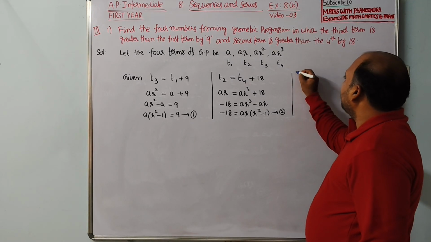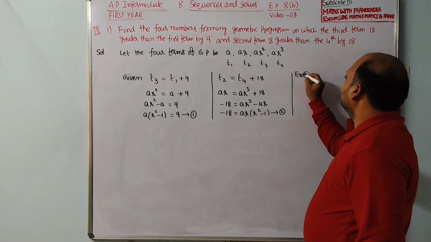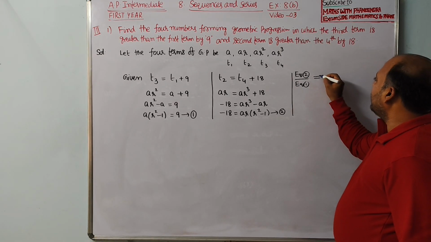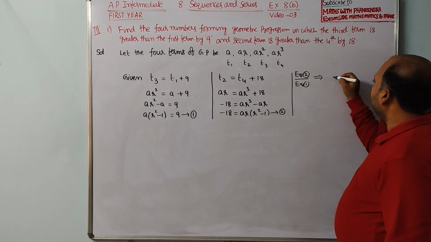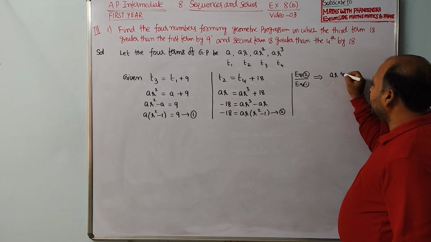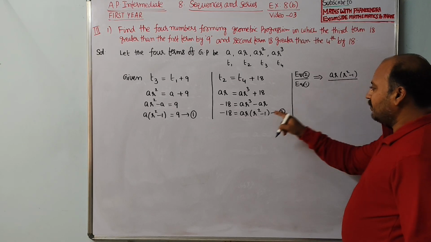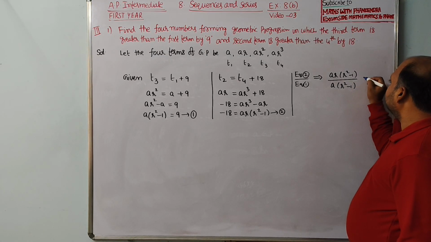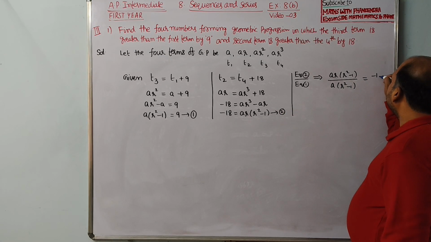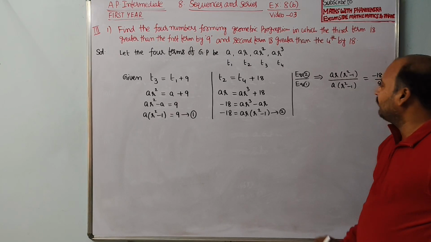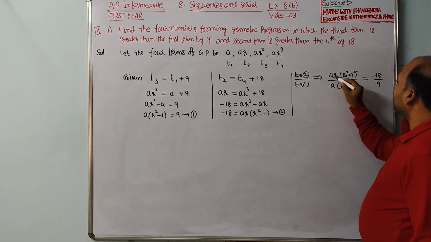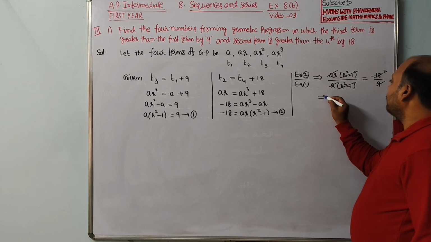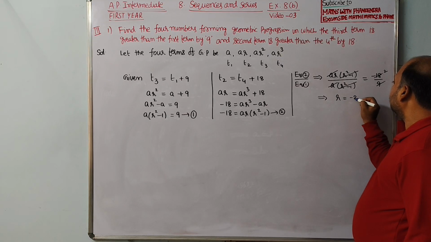Now equation 2 divided by equation 1. So what happens? Equation 2 divided by equation 1. So a into r into r square minus 1, divided by a into r square minus 1, is equal to minus 18 divided by 9. So r square minus 1, r square minus 1, a and a get cancelled. 9 ones are 9, 9 twos are 18. So that implies that r is equal to minus 2.